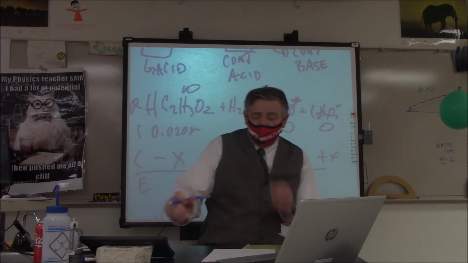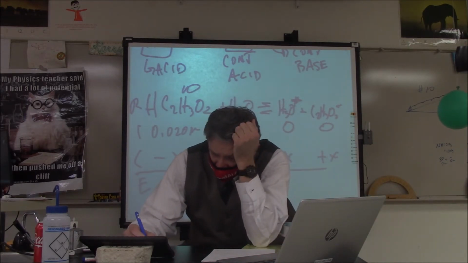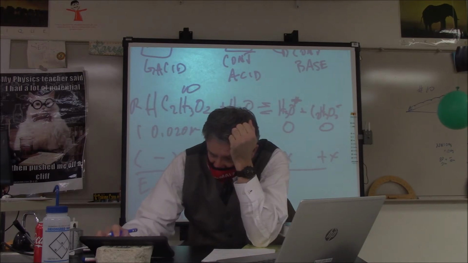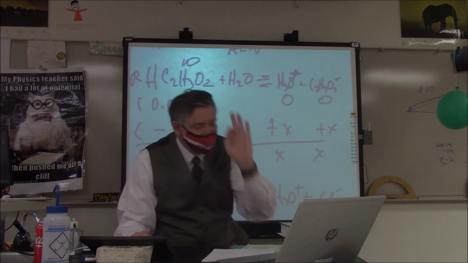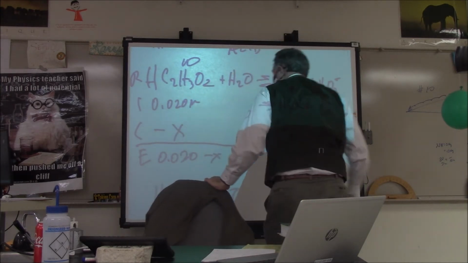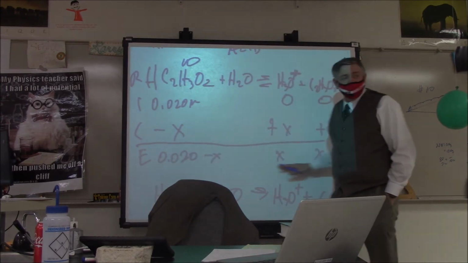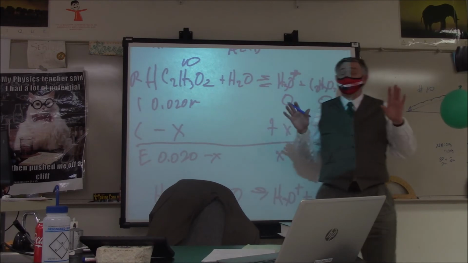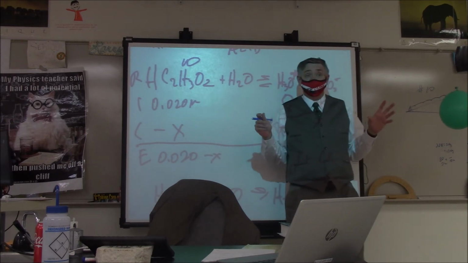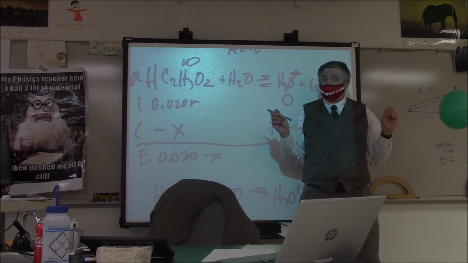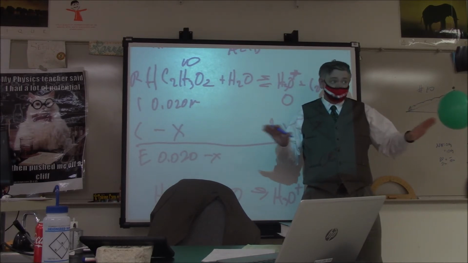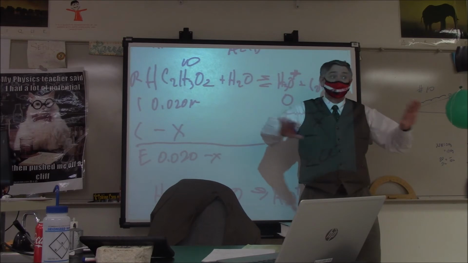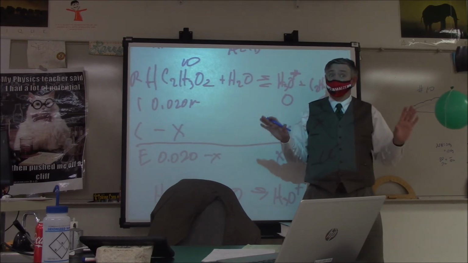So at equilibrium, this is 0.020 minus X, this is X, this is X. Now, I cannot emphasize this enough. This is at equilibrium. Now, this is what Mother Nature wants. Okay? Mother Nature wants to be in equilibrium because that's when Mother Nature's chilled out. Okay? This is what she wants because that's the lowest energy well. Okay? Mother Nature wants to be at equilibrium.